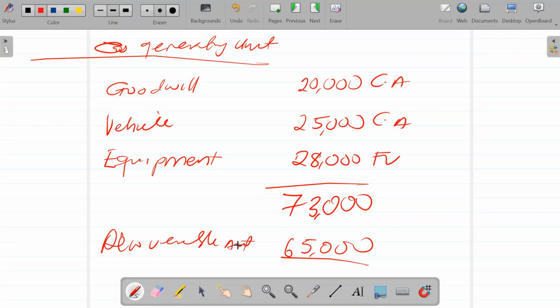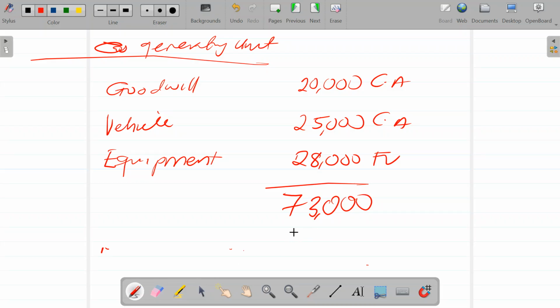So there's an impairment of how much? 73,000 minus 65,000, 8,000. There's an impairment of 8,000. Okay. This illustration, let me reduce this further.